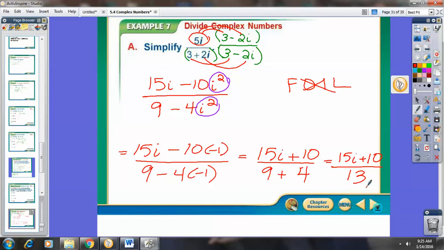Can I take 15i plus 10 and say that's 25i? Why not? Not like terms. Just like we couldn't take 15 radical 6 plus 10. That's how I like that.